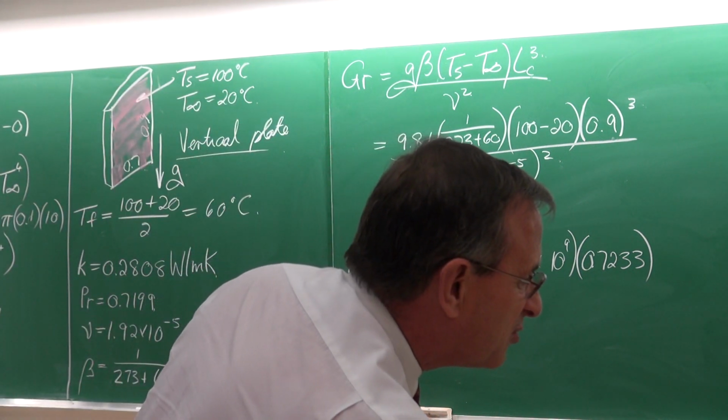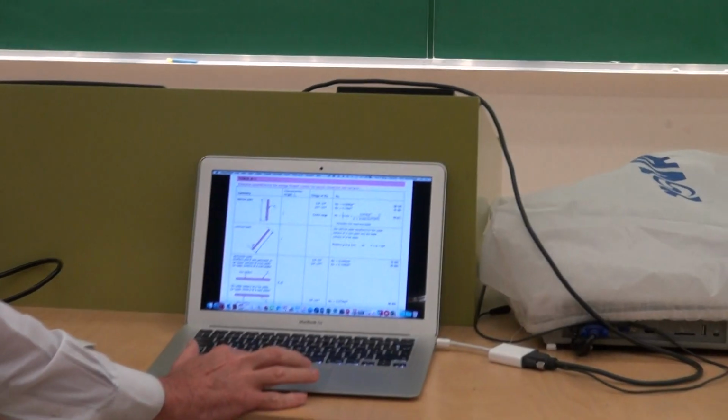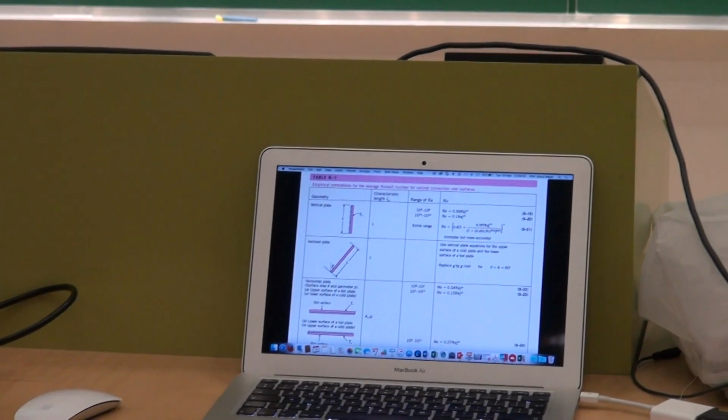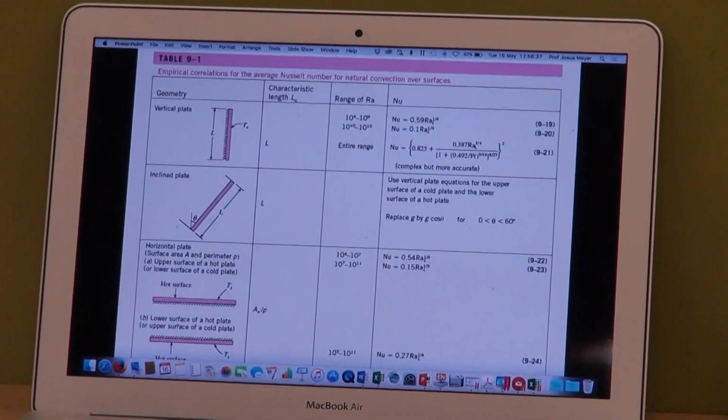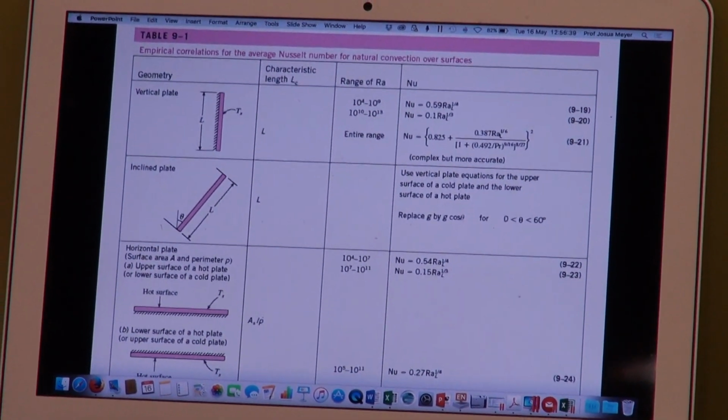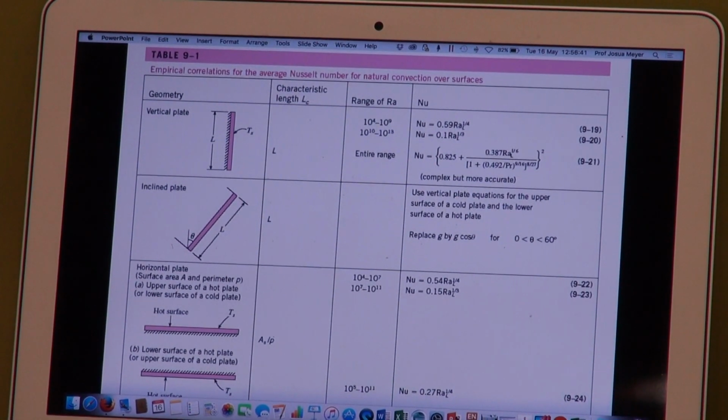Right, let's look at the equations. We can see that for the vertical plate, the first range is 10 to the 4th up to 10 to the 10th. The next range is, remember there's an error, 10 to the 10 to 10 to the 15 or 19. So it seems we're in that range. And then there are two different equations that we can use. And then there's equation 9.21, which is valid for the entire range.